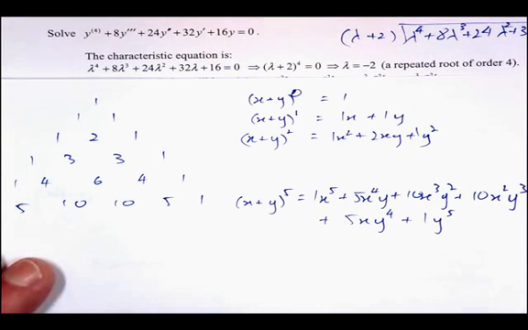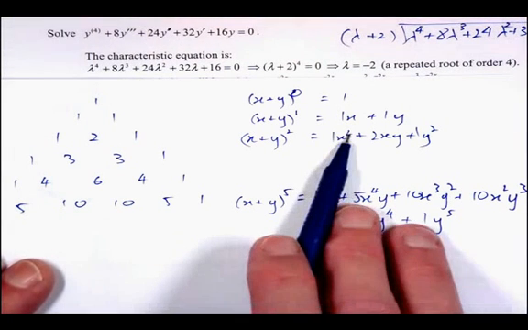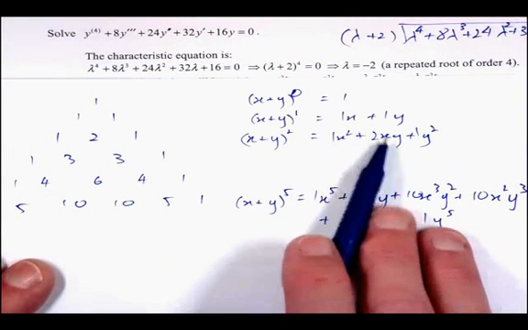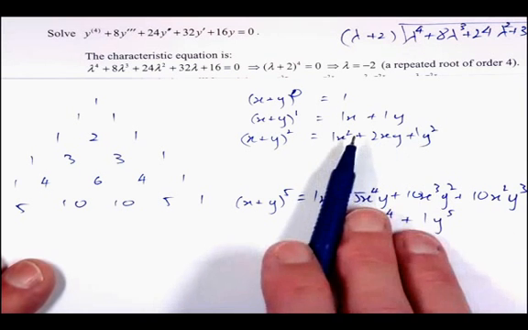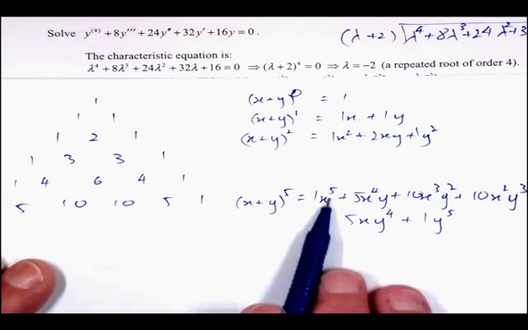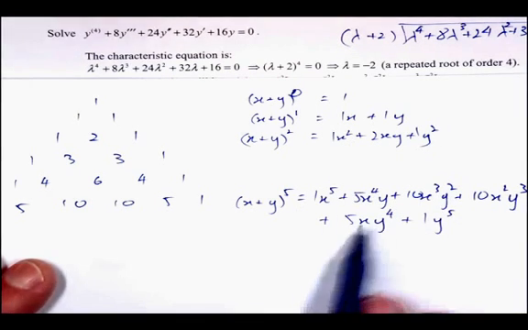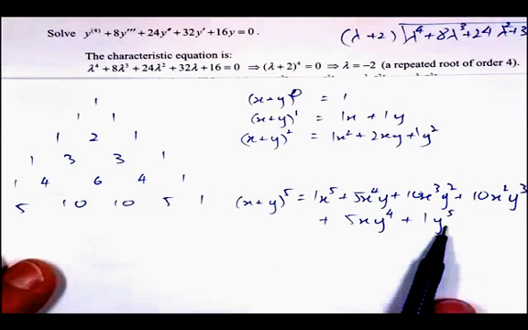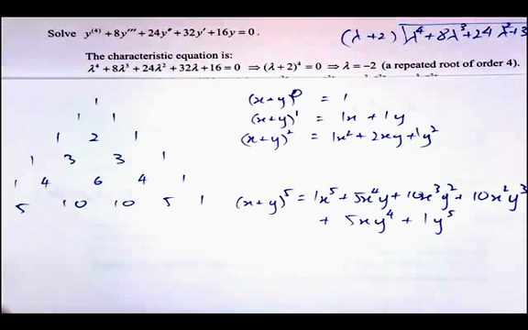And notice what's happened here. The powers of x are going 2, 1, 0, and the powers of y are going 0, 1, 2. So that's what's happening here. The powers of x are decreasing, and the powers of y are increasing as you go through that pattern.